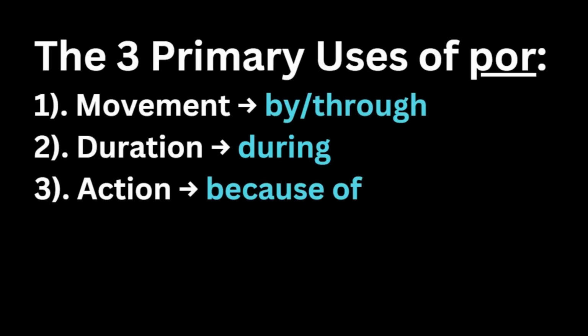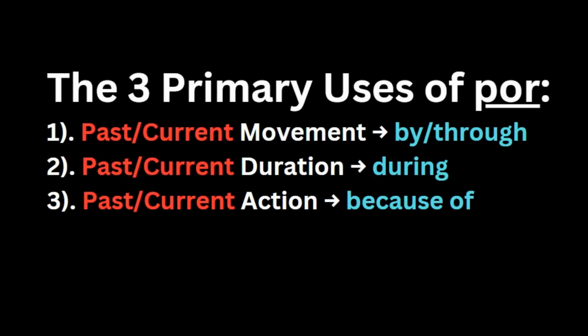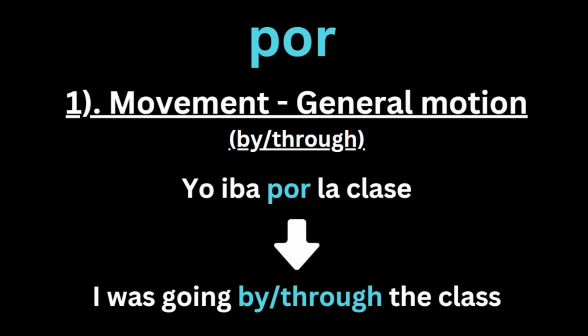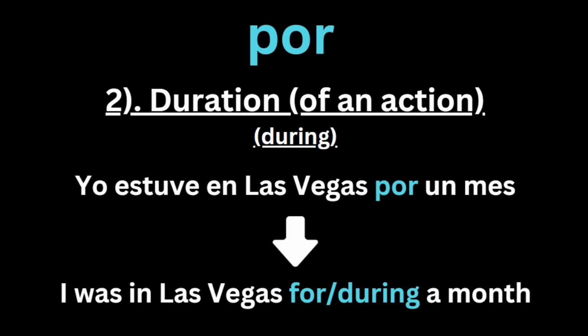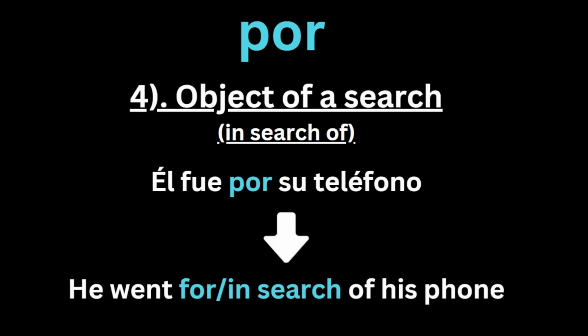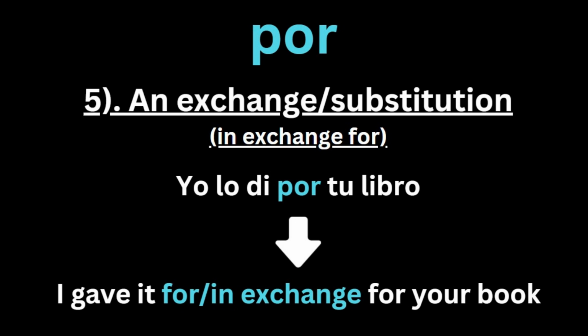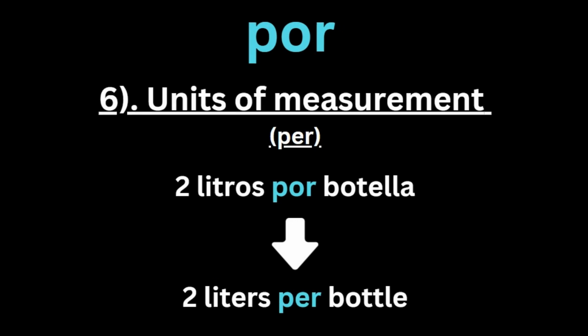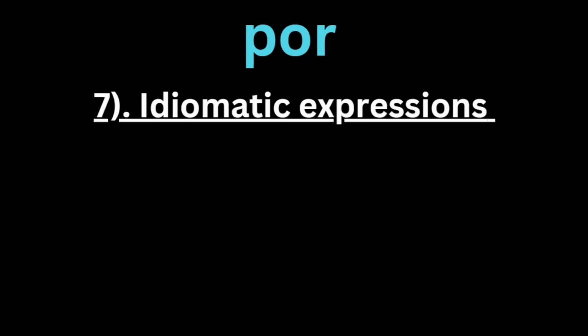In summary, por applies to these circumstances, but the critical part to remember is that it applies to past or current movement, time, and action. With more examples on the way, por specifically indicates things like a general motion, like by or through, a duration of action, as in during, a reason for an action, like because of, an object of a search, as in search of, an exchange, like in exchange for, units of measurement, as in per, and idiomatic phrases, like these ones.